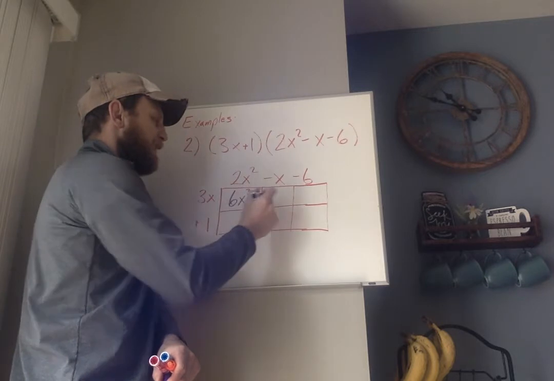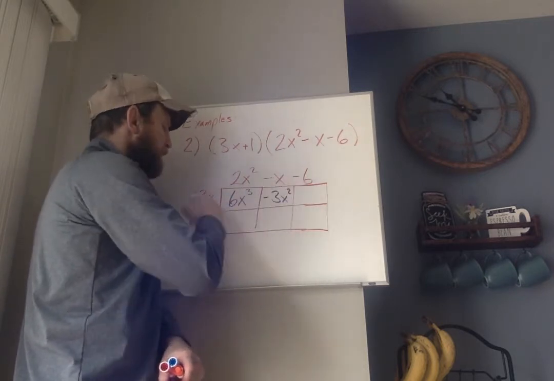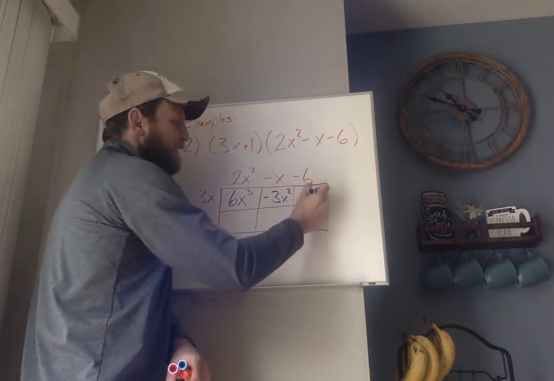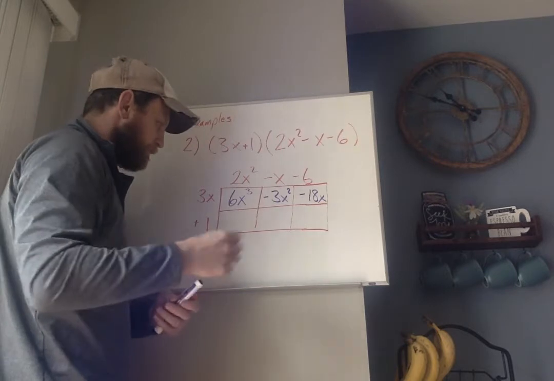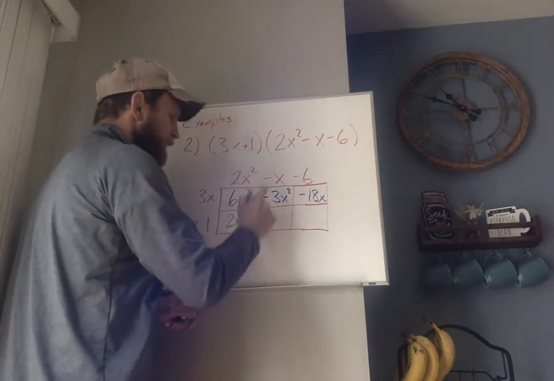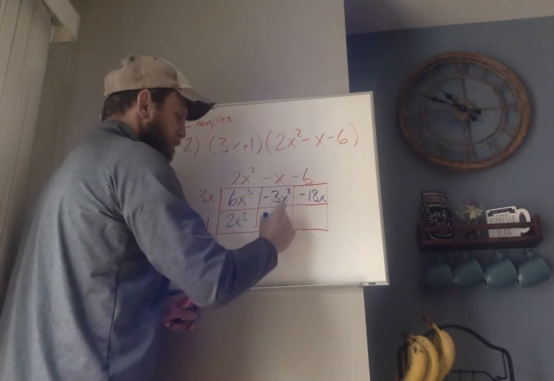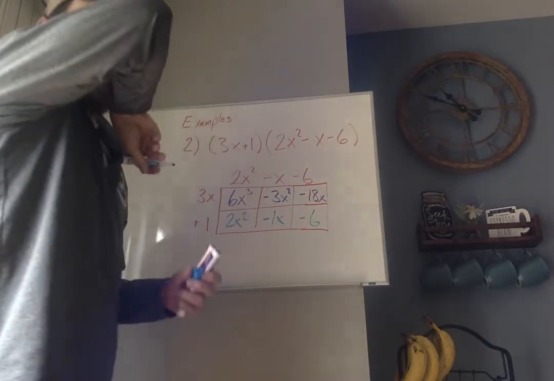3x times negative x, that's negative 3x squared. Negative 6x times 3x is negative 18x. Okay? And now I'm going to do the bottom row. 2x times 1, it's 2x squared. 1 times negative x is negative 1x. And 1 times negative 6 is negative 6.